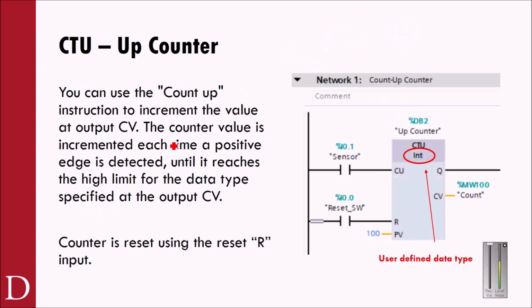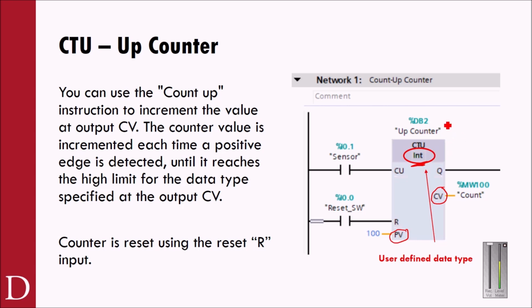So an up counter, very similar to what we've done in the RS500 platform. You can use the count up instruction to increment the value at the output CV. The counter value is incremented each time a positive edge is detected until it reaches the high limit for the data type specified at the output CV. So we've got our preset value, and then we have our counter value here. And then I've defined my data type as an integer. I did not define it as an unsigned integer.